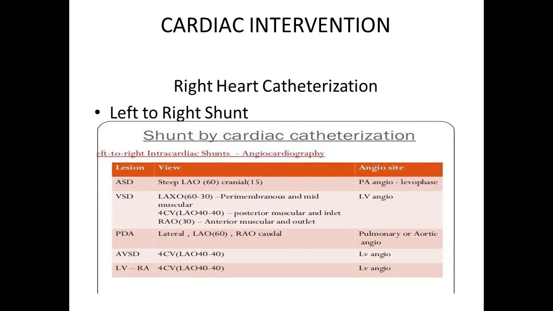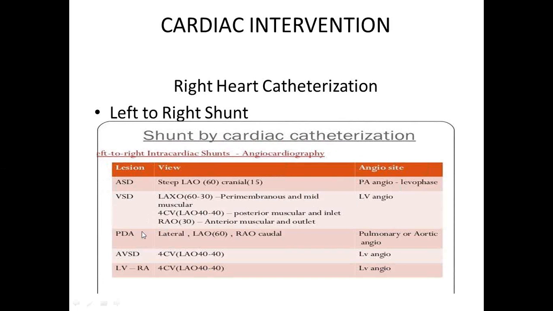But to look for a VSD, the catheter is in the left ventricle, and we inject dye. You can do your right anterior oblique view 30 degrees, or you can do your left anterior oblique 40 degrees.